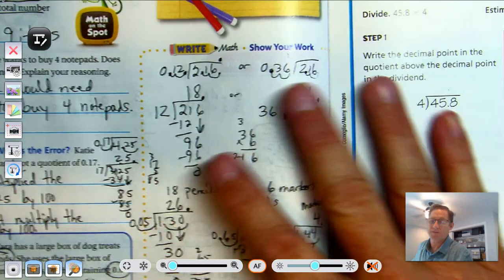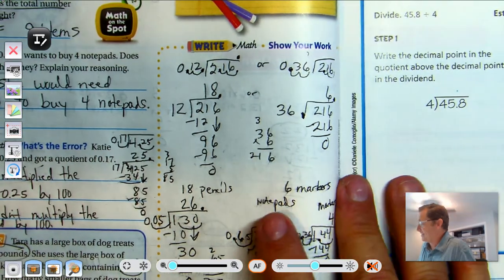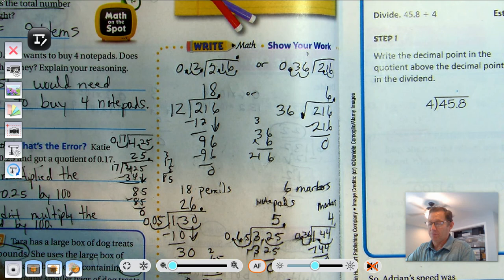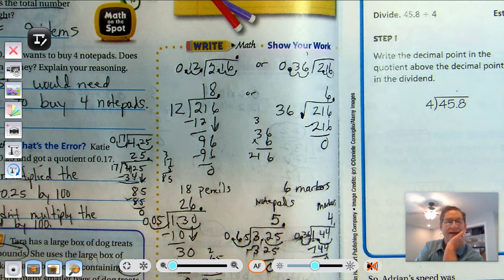All right, so that's it for dividing decimals by decimals. In our next lesson, we're going to talk about why sometimes we have to add zeros to our dividend to finish our division problems. So until then, I will see you soon.